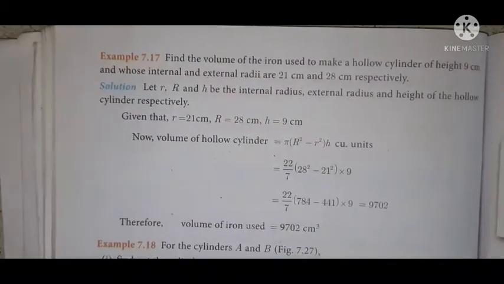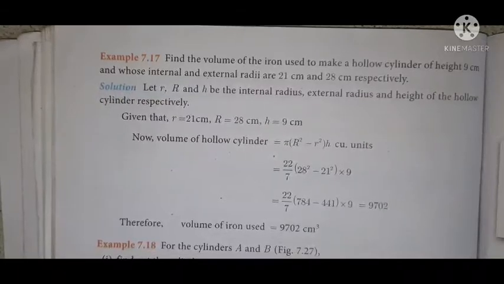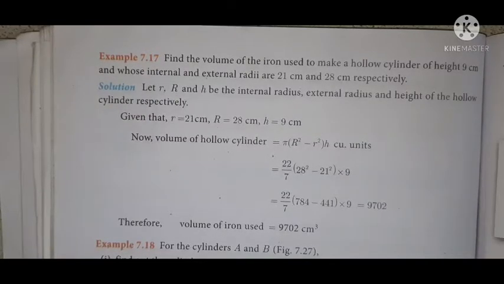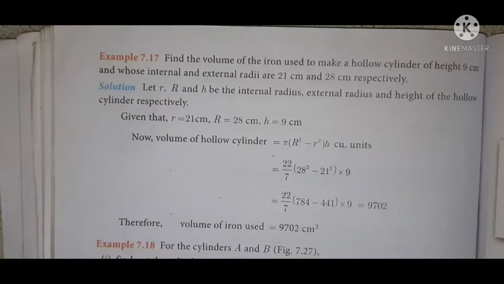Example number 7.17. Find the volume of iron used to make a hollow cylinder of height 9 cm and whose internal and external radii are 21 cm and 28 cm respectively. A hollow cylinder is made by using iron. Find the volume of the iron to be used when the height of the hollow cylinder is 9 cm and internal radius is 21 cm and external radius is 28 cm.